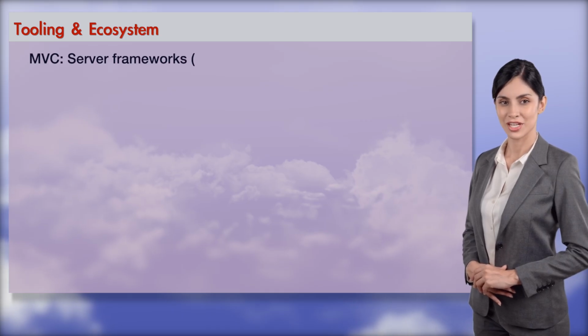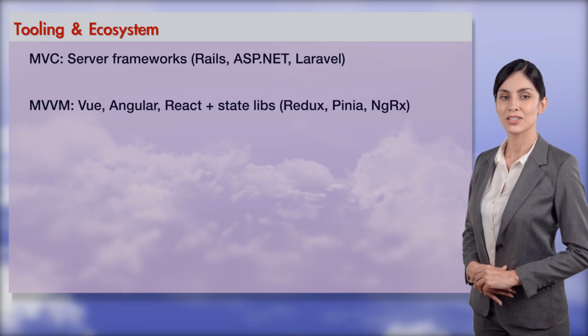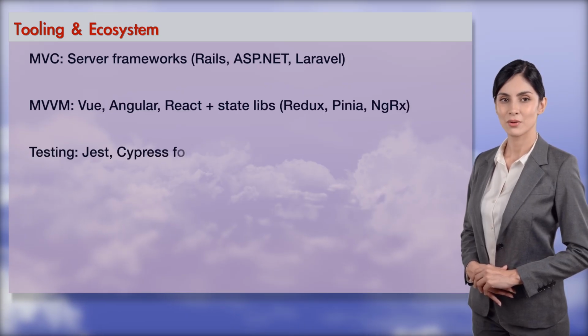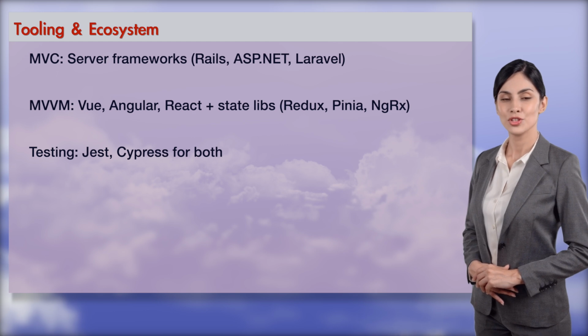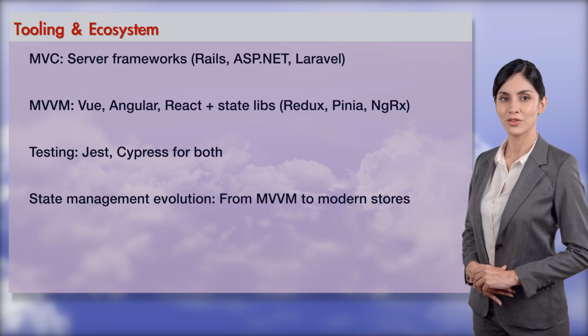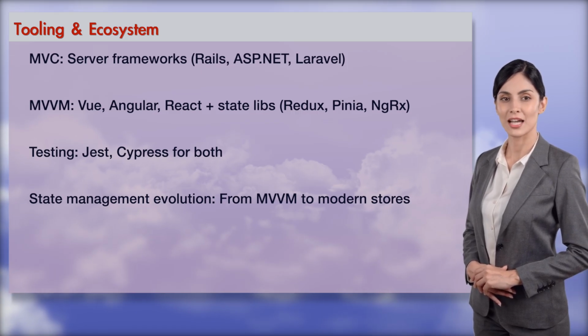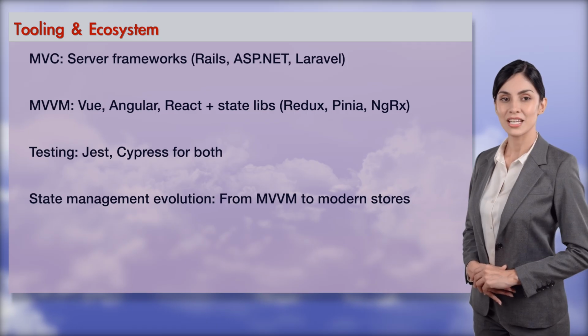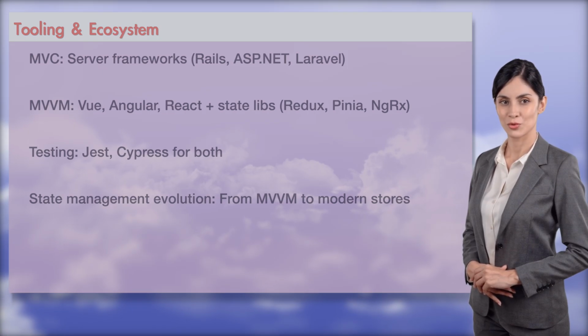Tooling and ecosystem. MVC is deeply integrated with server frameworks like Ruby on Rails, ASP.NET MVC, or Laravel. MVVM powers modern front-end frameworks, Vue, Angular, and React, often with state management libraries like Redux, Pinia, or NGRX. Testing tools like Jest and Cypress work well for both. State management has evolved from pure MVVM to more sophisticated centralized stores.